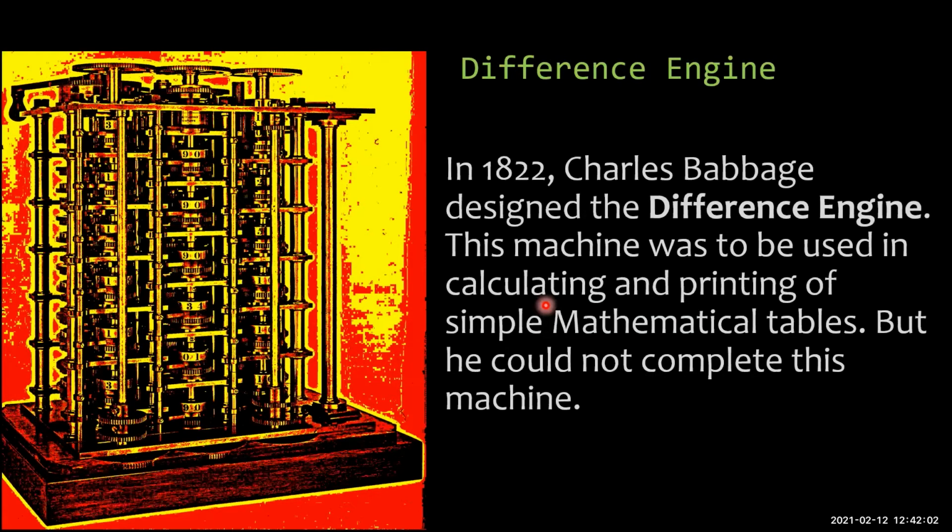Next comes the difference engine. In 1822, Charles Babbage designed the difference engine. This machine was to be used in calculating and printing of simple mathematical tables, but he could not complete this machine.